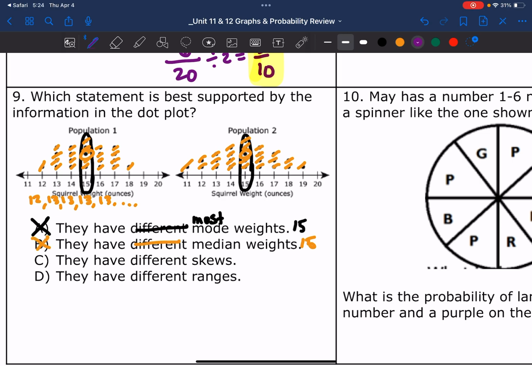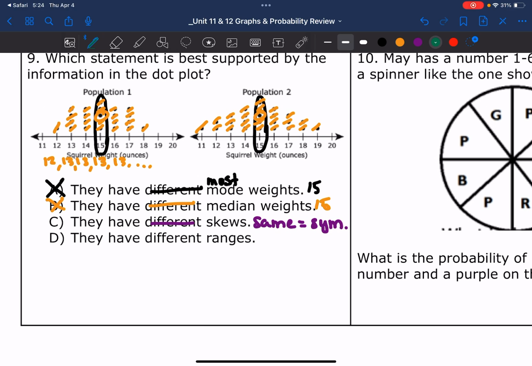Now let's look at the skews. So if we look at the skews, they're kind of even. There's 1 on each side, 4 over here, 4 here, 4 here. See, I'm looking at this. There's 4, 4, 4, and then these right here. So it's pretty even. This is pretty even too. Okay, so they are not different skews. They're actually the same. They are both symmetrical. Okay, all right. That means it clearly has to be answer choice D.